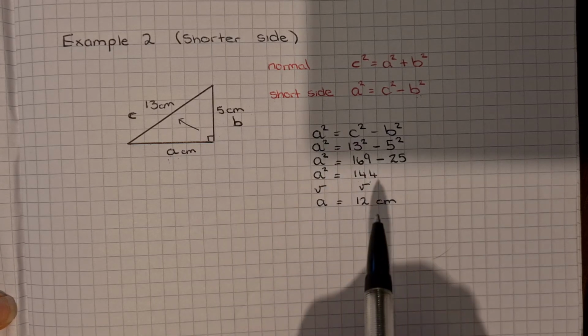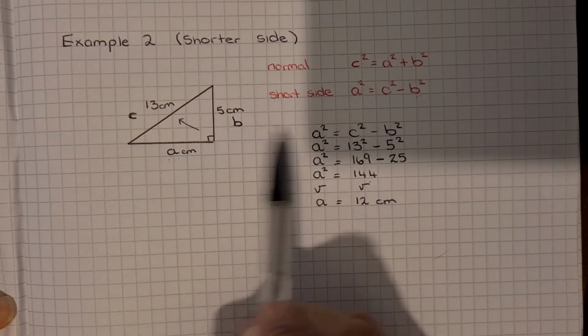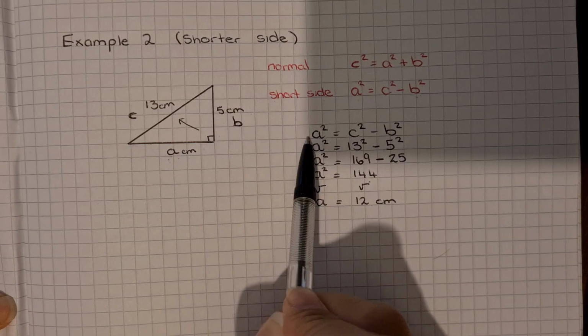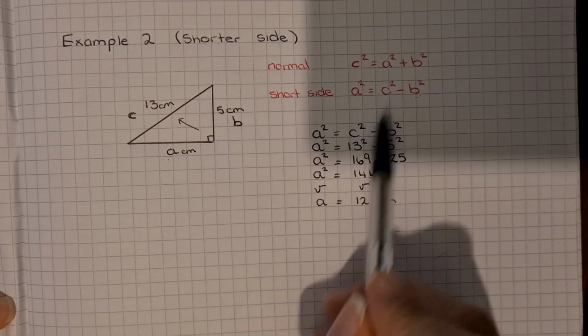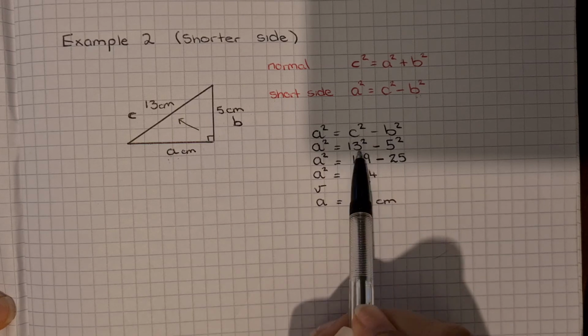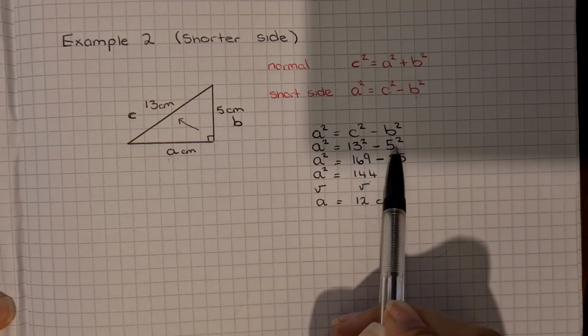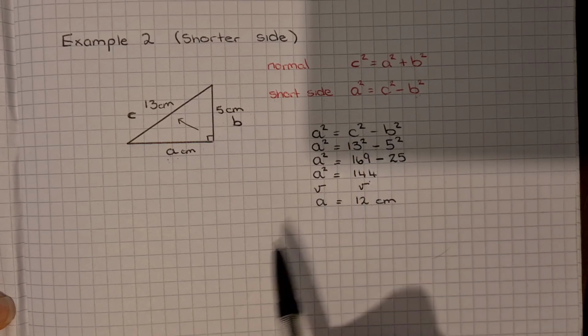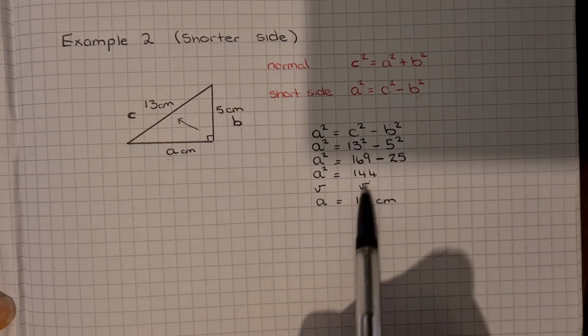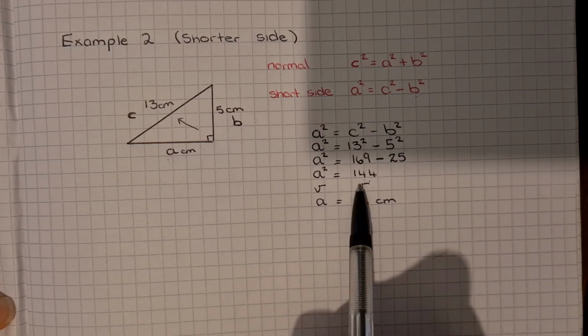So same process, you label your triangle, you write down the formula, but the formula looks slightly different, and it's always the biggest number squared take away the smaller number squared. And then all the steps are the same, square root it once you get to there.